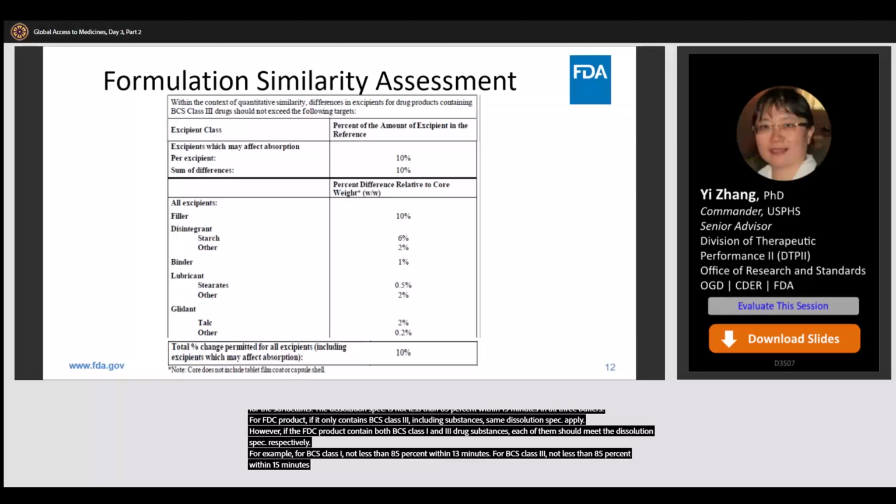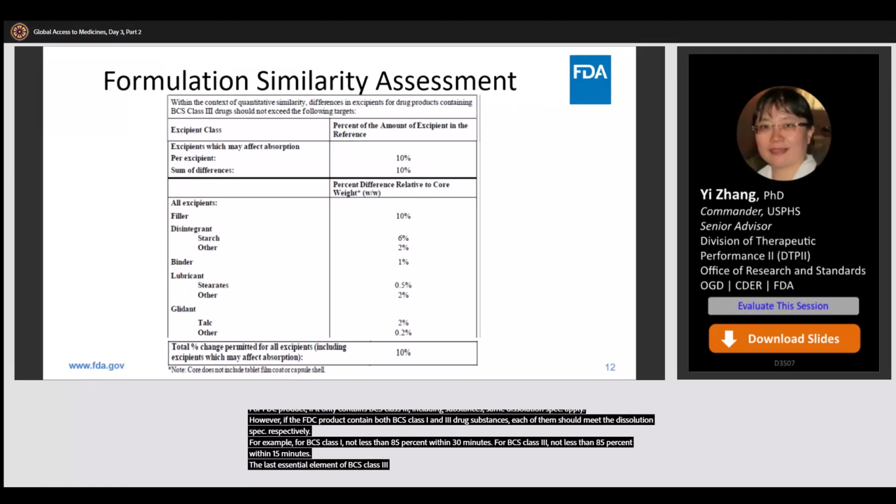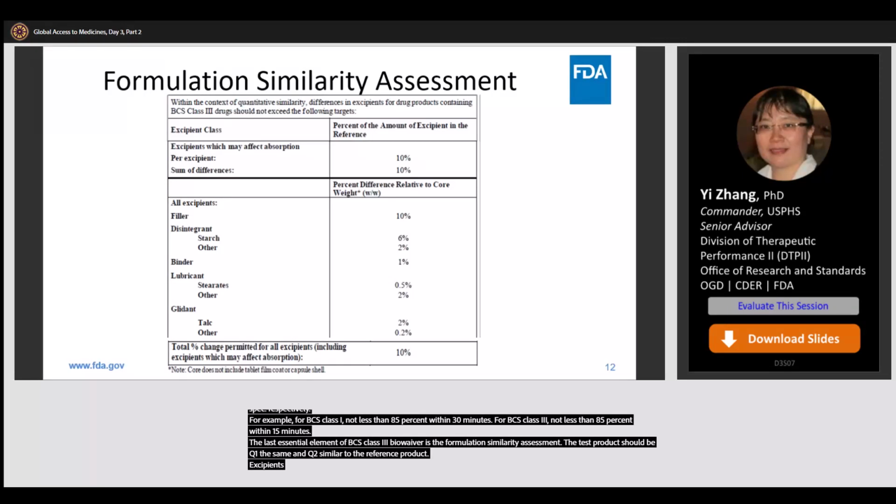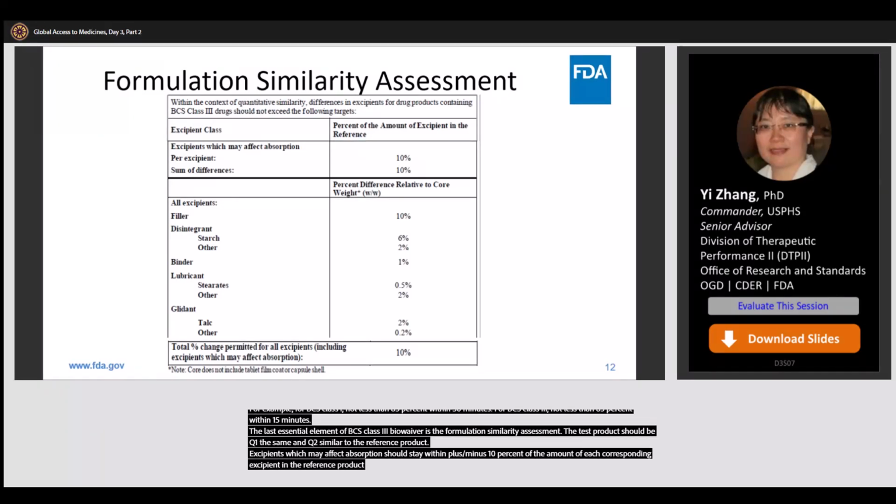The last essential element of BCS class 3-based Biowaiver is the formulation similarity assessment. The test product should be Q1 the same and Q2 similar to the reference product. Excipients which may affect absorption should stay within plus/minus 10% of the amount of each corresponding excipient in the reference product. So does the total additive difference, which is caused by changes in all excipients, as shown in this table, which is cited from the ICH M9 guidance.